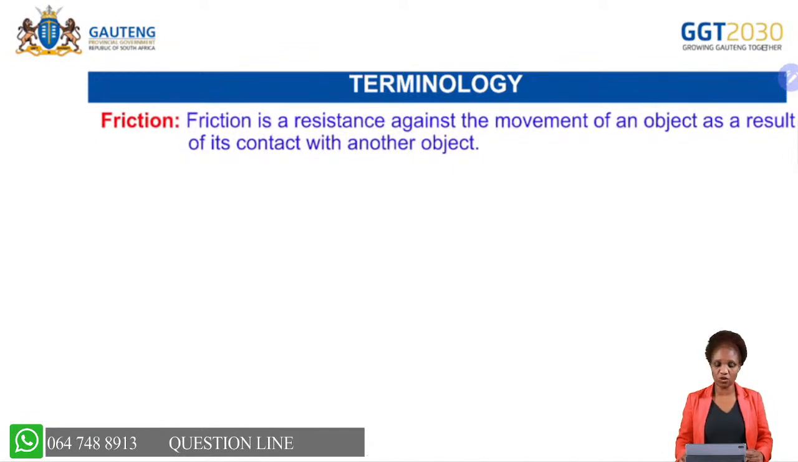Our first term that we're going to define is friction. What are we talking about when we're talking about friction? Friction is a resistance against the movement of an object as a result of its contact with another object. All right, that is friction. For example, if you take a glass rod and a silk cloth and then you rub against each other, that is friction.